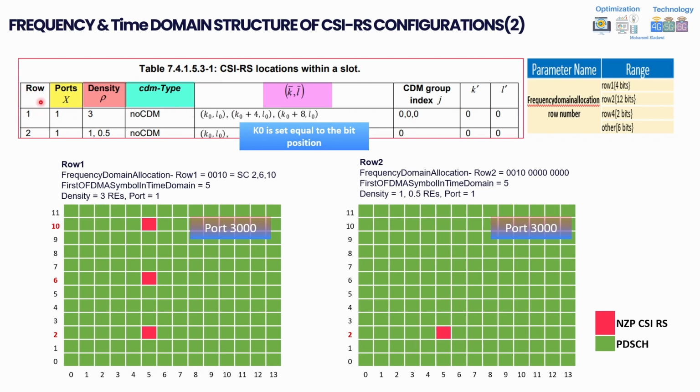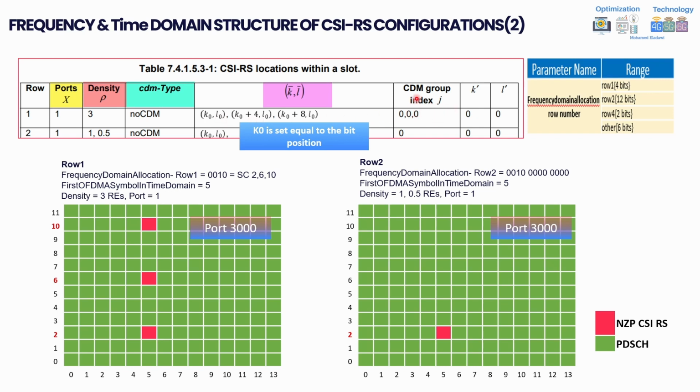First one is showing that it's row number 1. You have only one port, and the density is 3. This means you will have 3 resource elements within the same symbol. Then, no CDM, because it's only one port, so there is no requirement for code division multiplexing. Then this K parameter can be calculated through the frequency domain allocation. This is used to calculate the location in the frequency domain, for example, where the users will start decoding, which subcarriers and so on.